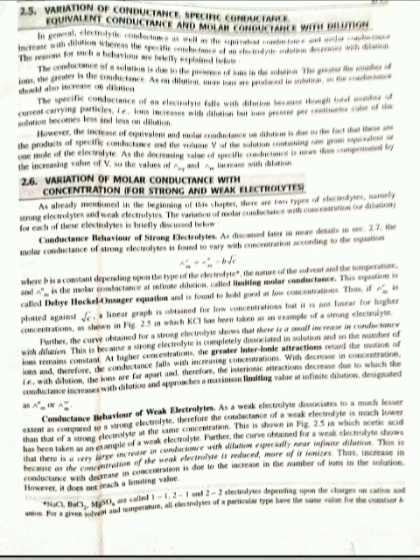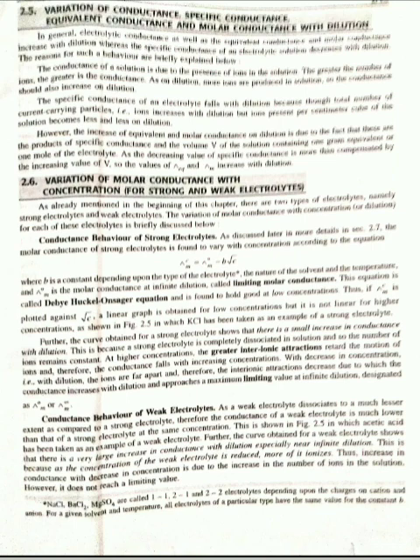Next, heading 2.6, variation of molar conductance with concentration for strong and weak electrolytes. As already mentioned in the beginning of this chapter, there are two types of electrolytes, namely strong electrolytes and weak electrolytes. The variation of molar conductance with concentration or dilution for each of these electrolytes is briefly discussed below. Conductance behavior of strong electrolytes.